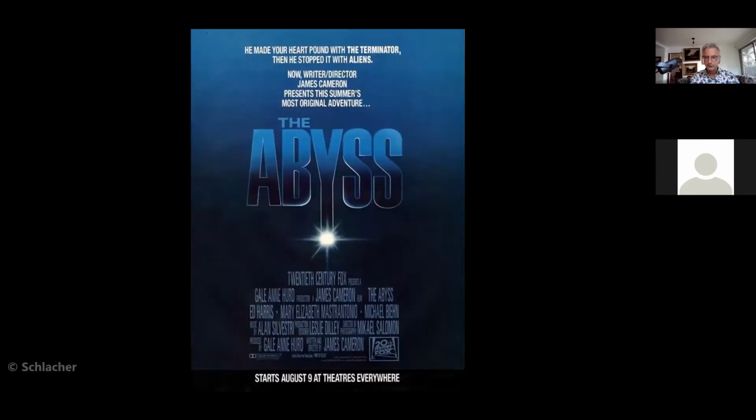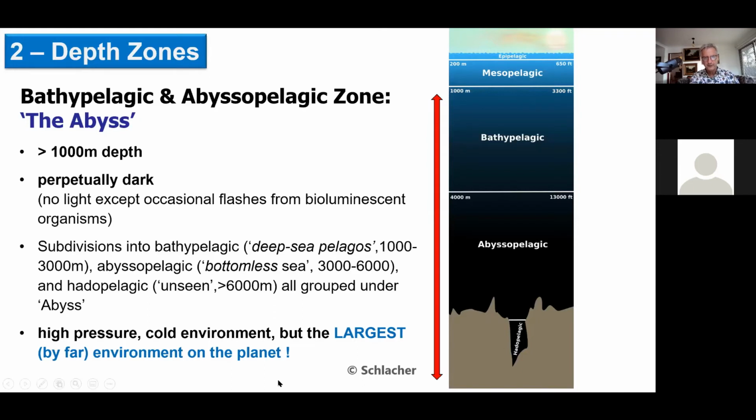And of course, the further we go down, now we go into the abyss. There's a bit of a classification difference where you can say, is it the bathypelagic or the abyssopelagic, or do we talk about the heteropelagic? By and large, many of those animals here migrate through the water column, so it doesn't really matter. But basically, you can say that everything over 1,000 meters is perpetually dark.